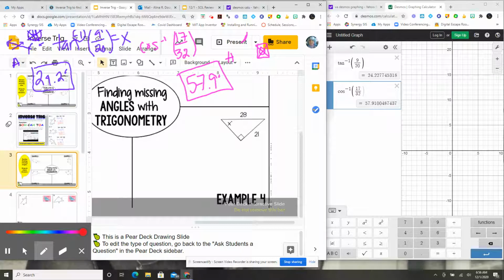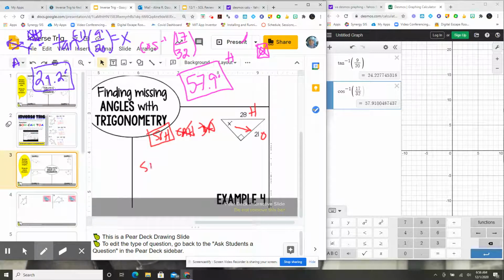So hopefully you paused me and you went across from the angle, and that's the O, and you can recognize the H pretty easily. So CAH and TOA. Hopefully you guys are all ahead of me and you figured out it's sine. We don't have the adjacent, so we can't use one of those. So we're going to use sine inverse and then O over H, 21 over 28.